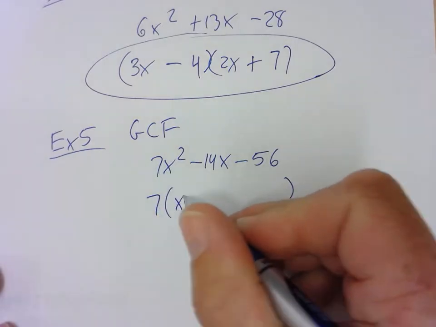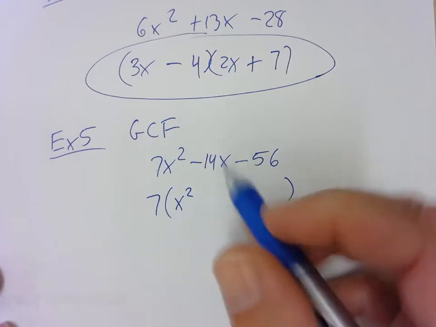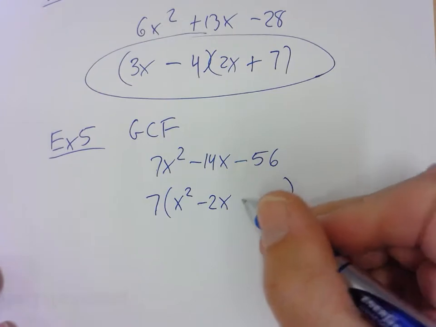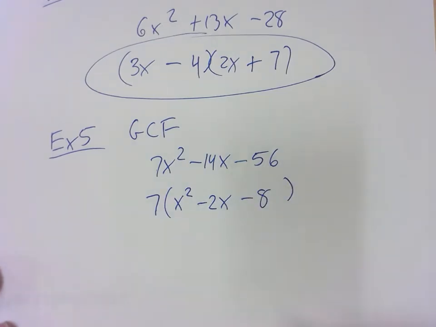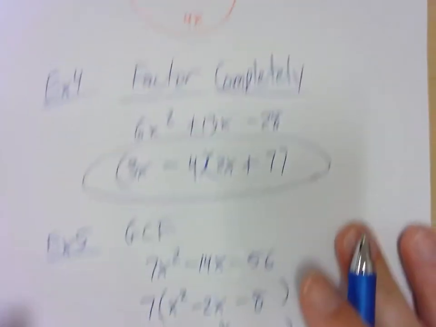So I divide by 7. 7 divided in there's 1, so it's x squared. 7 divided in here would be 2, so it's minus 2x. 7 does go into 56 8 times. 7 times 8 is 56. Now, this factors a second time, because we're going to always factor completely.